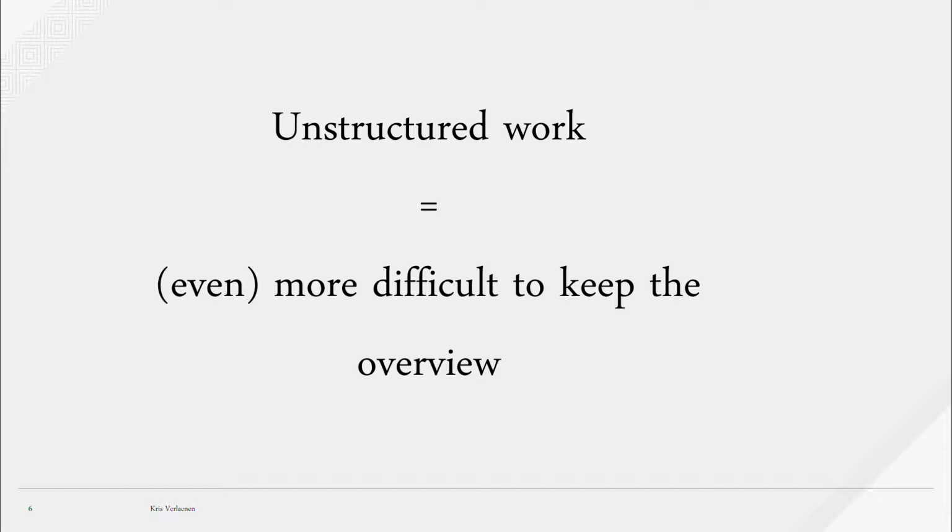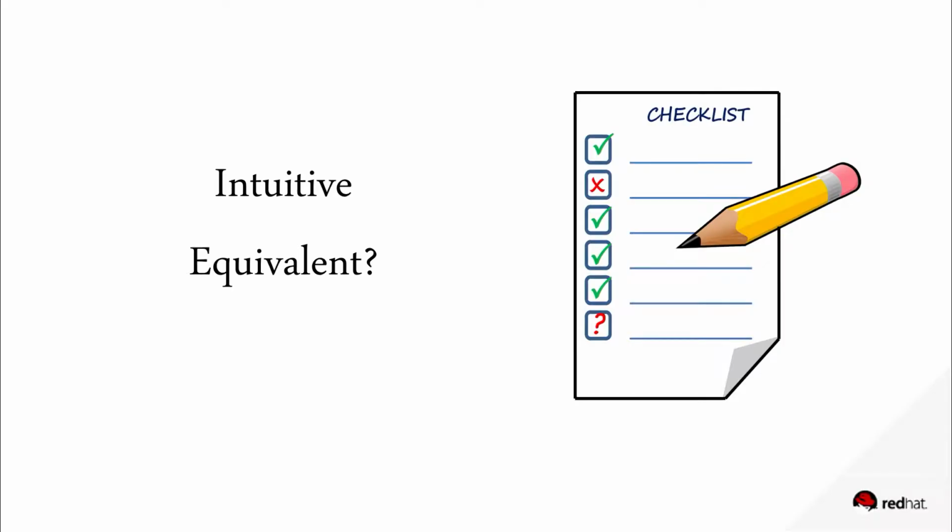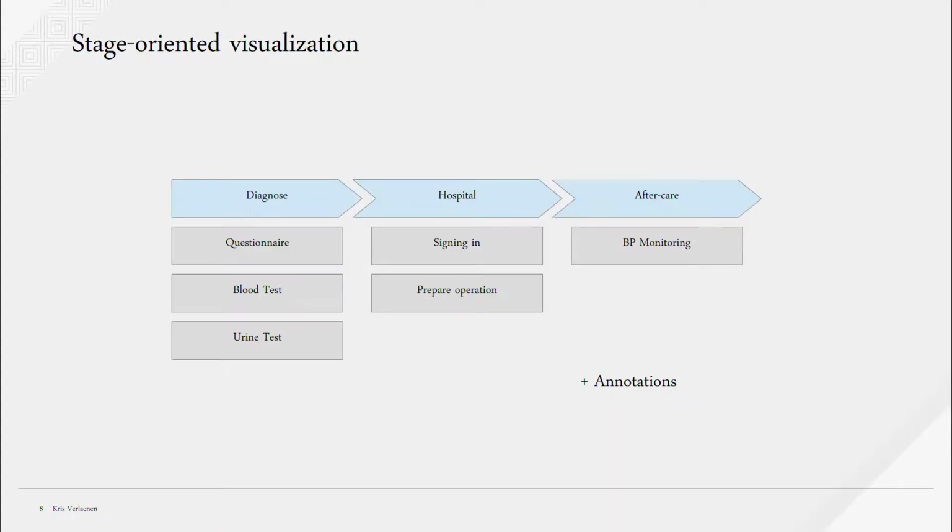With unstructured work, it's very important to keep the overview, because there's a lot of things that might be happening, and as a non-technical user, you really want to be aware of everything that's happening. A very intuitive visualization that everyone has used in the past in this context of unstructured work is a checklist, both for defining what that work is up front, but also for keeping track of what you've done so far. Our model that we're presenting here is actually very similar in that way.